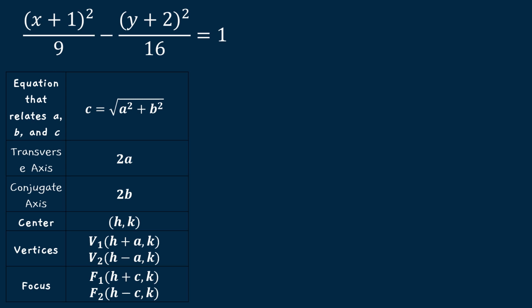First, let us identify the orientation. Since on this particular given, the variable that we use on this first part is (x + 1) squared over 9, and we can see that the variable x is the first term, we can assess that the orientation is a horizontal hyperbola. So we will write horizontal.